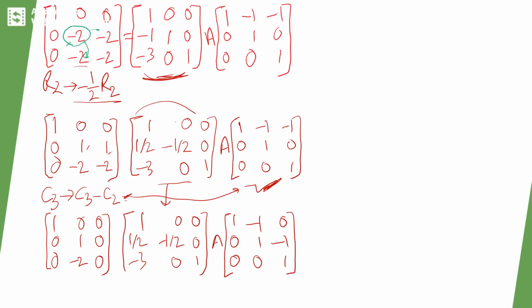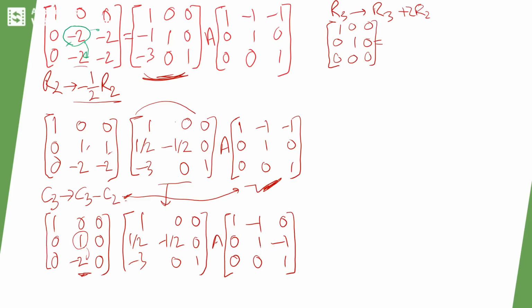Now by the help of that element, make the below element 0. So we apply the operation R3 plus 2 time of R2. So that matrix become 1 0 0 0 1 0, and this is 0 0 0.